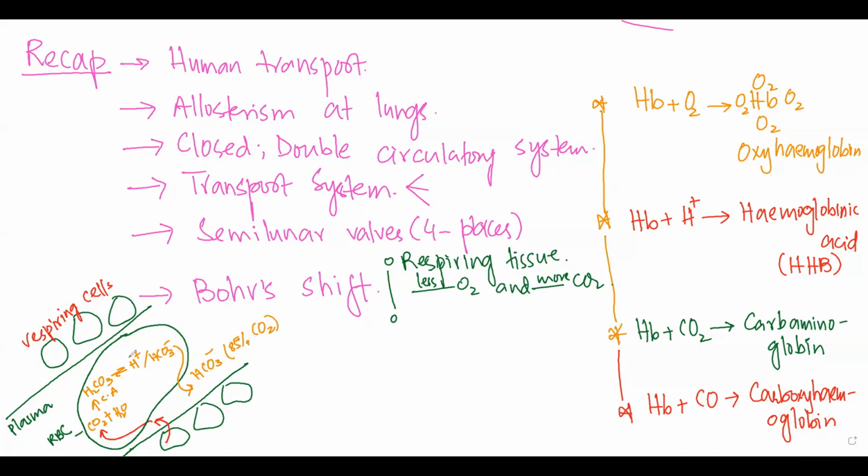And where does H plus go? H plus goes to hemoglobin. There is oxyhemoglobin, look. It came from the lungs carrying oxygen. H plus binds to HB, and then allosterism will occur. Okay?